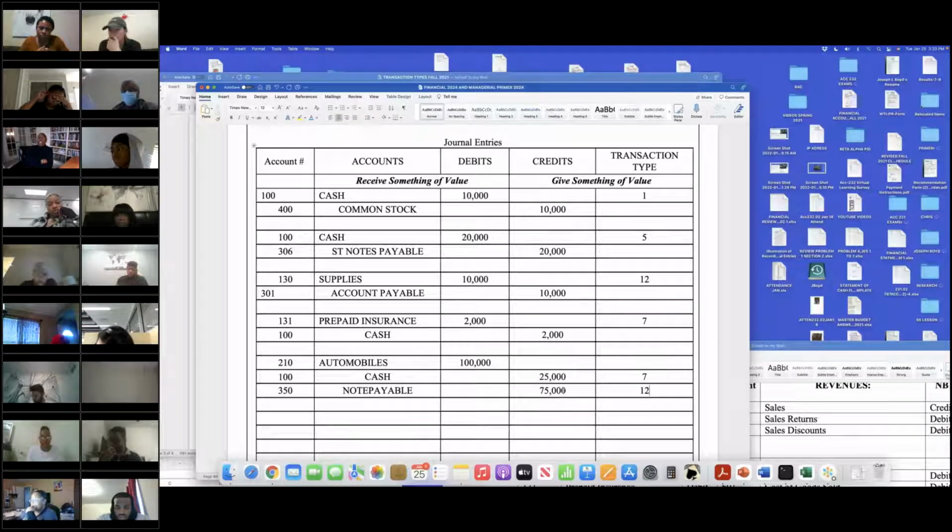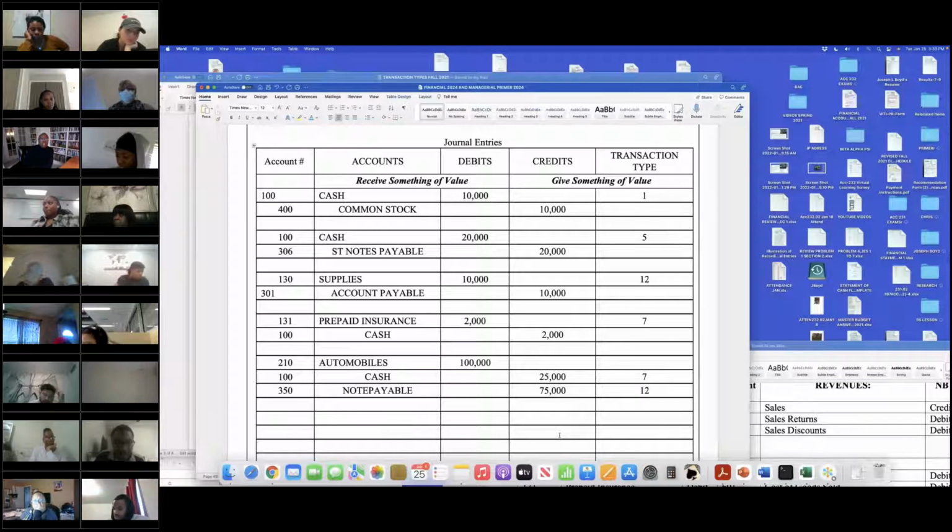Are there any questions on that transaction? Notice the note payable was 350. What was the other number? 100 for cash, 210 for automobiles. So automobiles is 210, cash is 100, note payable is 350.